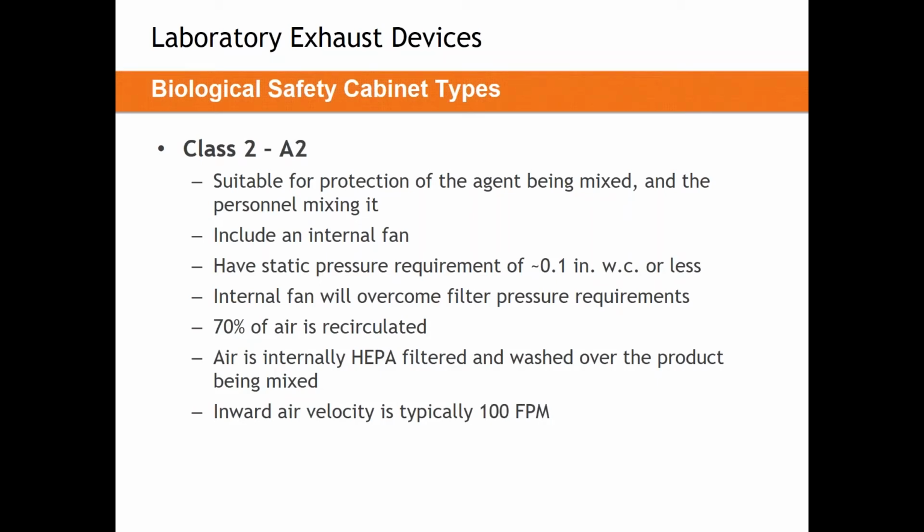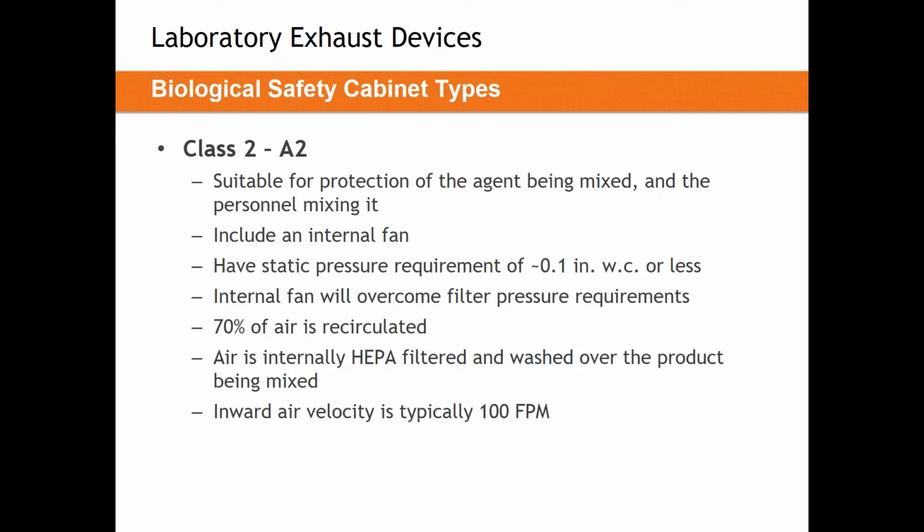Type A2 is extremely similar. It includes an internal fan. It can protect the agent being mixed, the person, and the environment. It's got a low static pressure requirement, and 70% of air is recirculated. However, the inward air velocity is a bit higher. So you might consider this a slightly higher type of containment.